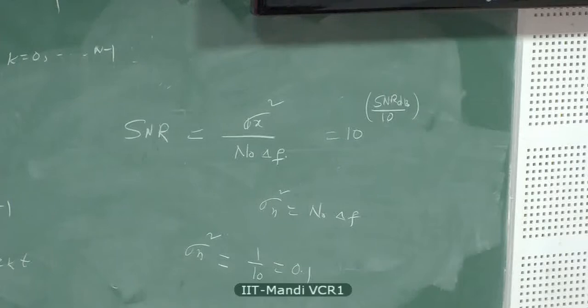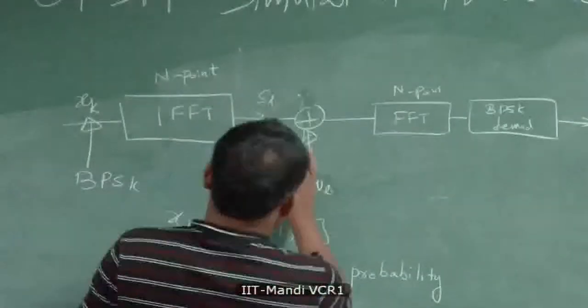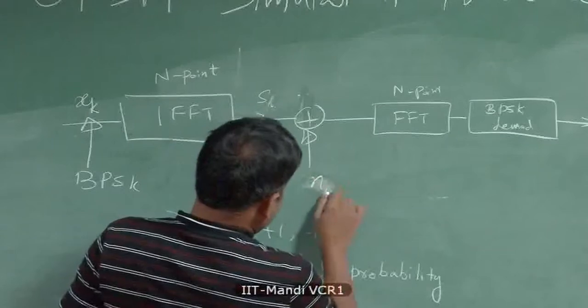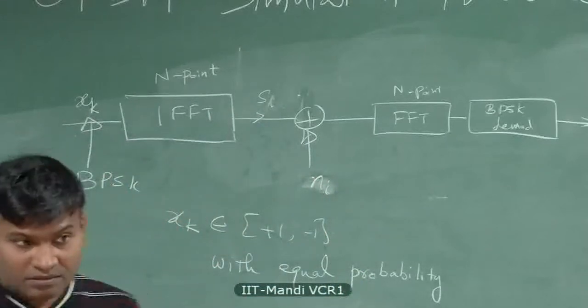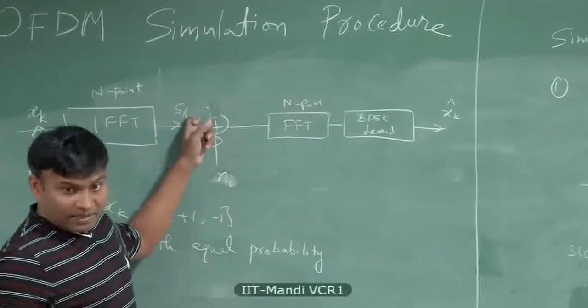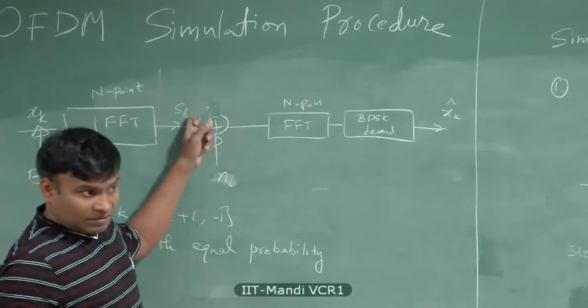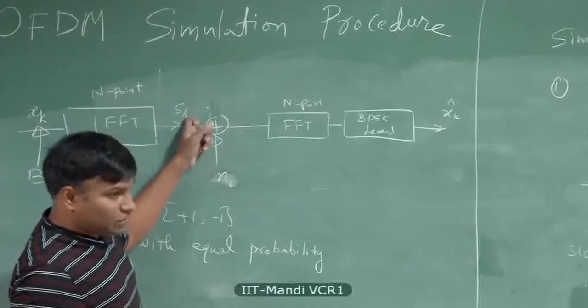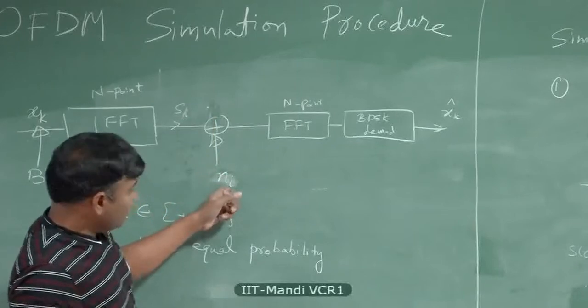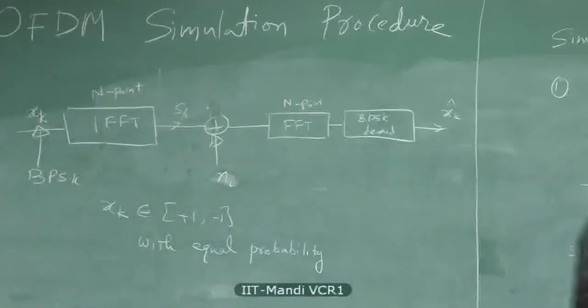We shouldn't use k here, probably some other index. This is time domain, right? So this is s(i) and n(i), something like this. Now n(i): you have to make sure that s(i) has unit power, and the variance of n(i) is sigma n square.